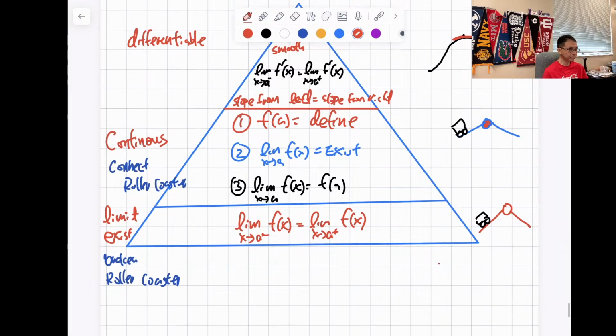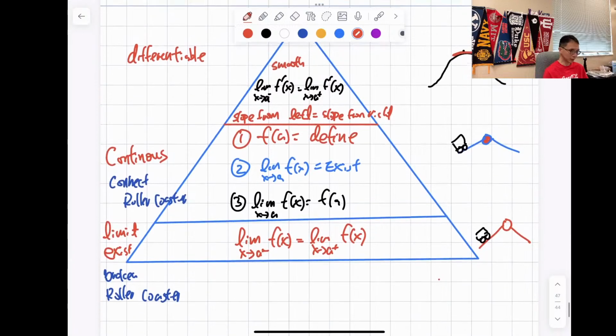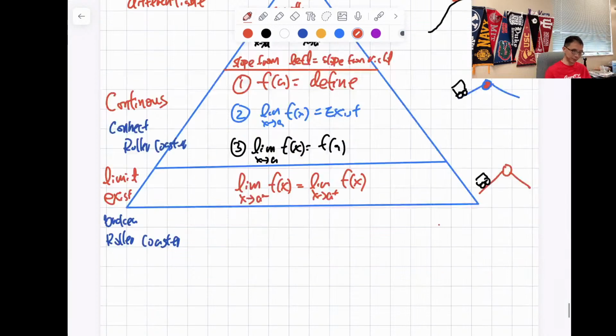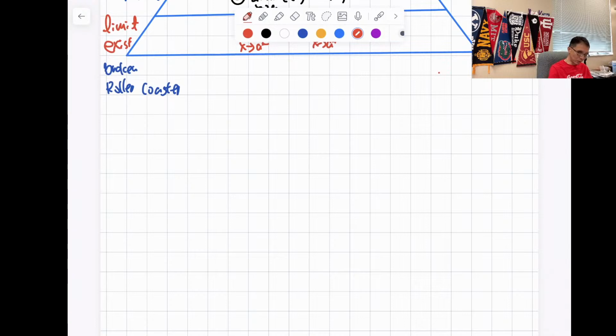Okay? So is that okay? This is something that's super, super important. With that being said, we're going to talk about when the function is not differentiable at a point. First, when the function is not continuous.